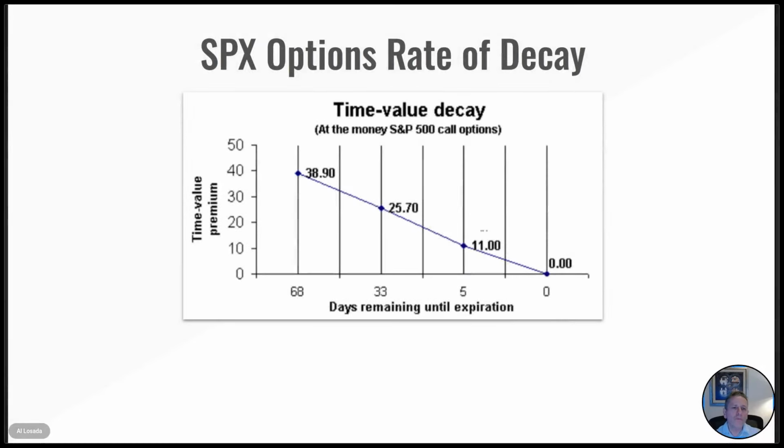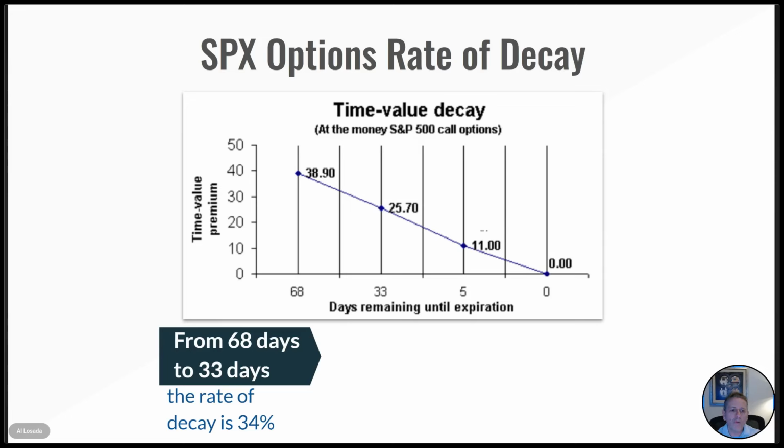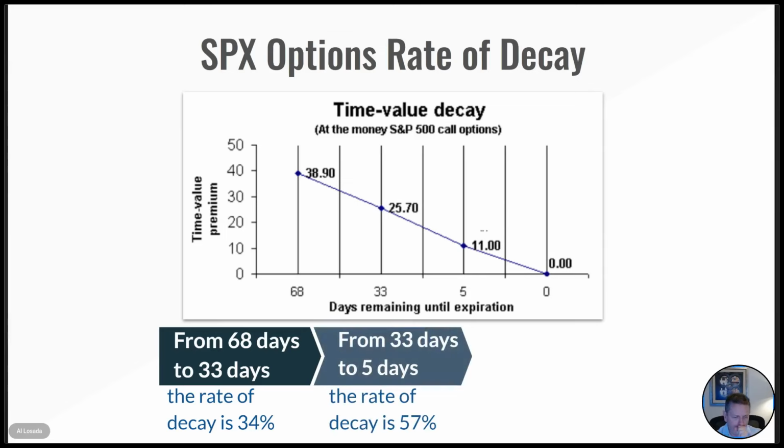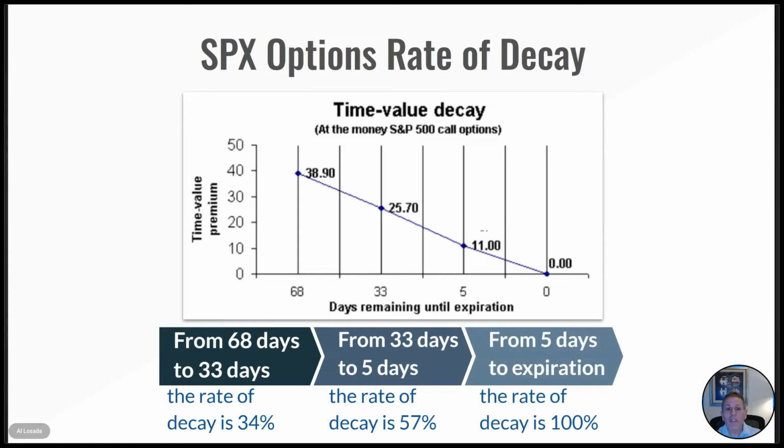So let's talk about decay in options, because that's one of the biggest edges that you have for trading credit spreads. The reason is that options decay over time. From 68 days to 33 days, the rate of decay is 34%. From 33 days to 5 days, the rate of decay is 57%. And from 5 days to expiration, it is 100%.